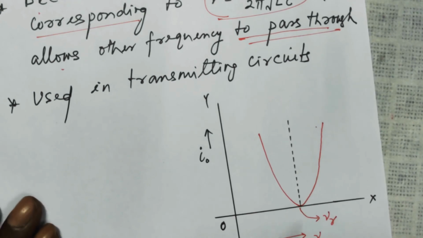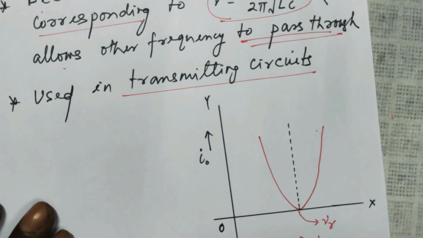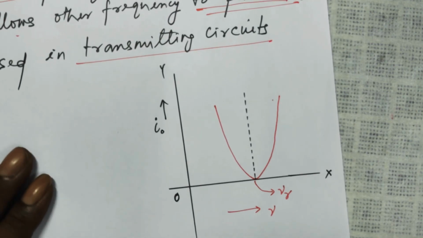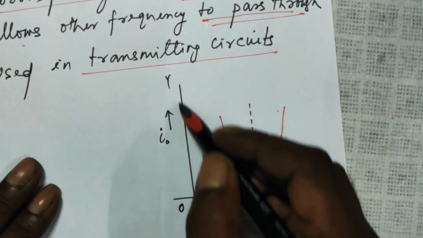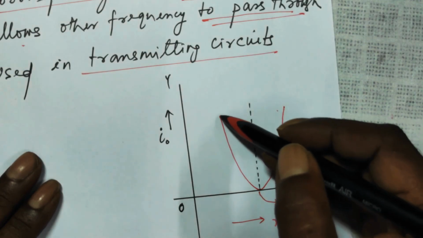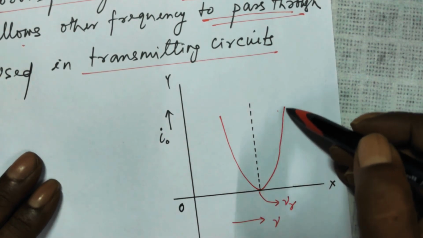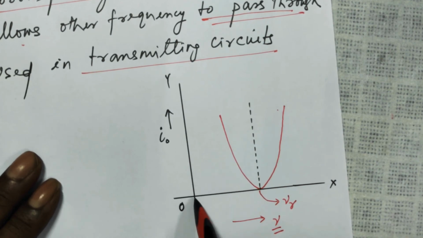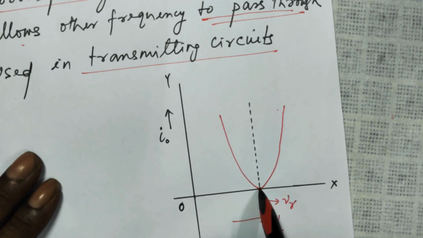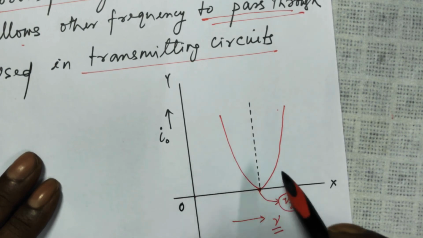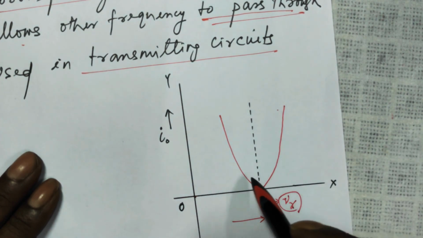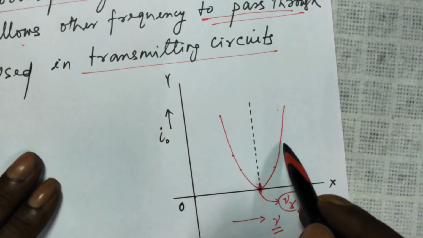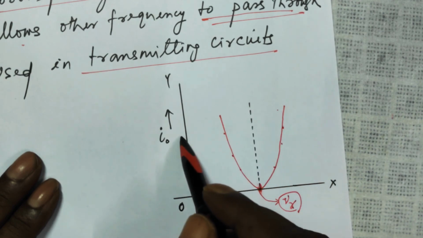And it is widely used in transmitting circuits. So you look at this diagram. To this side is your frequency, to this side is your maximum current, and this red line is the current versus frequency diagram. For a particular circuit, suppose from here to here is the resonant frequency. Therefore, at this point, the current I naught will be 0. And here the I naught is also 0. And for all other points, there is some value of current.